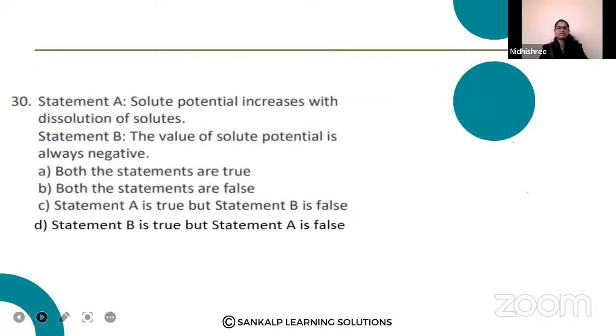Statement A, solute potential increases with dissolution of solute. Dissolution means the solute keeps dissolving. Then statement B, the value of solute potential is always negative. Out of A and B, which statement is true? The options are: both the statements are true, both the statements are false, A is true and B is false, B is true and A is false. Yes, what is your response, guys?